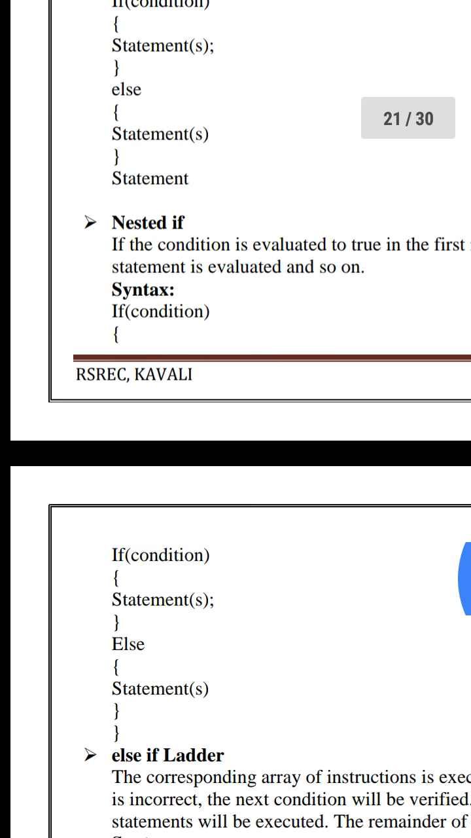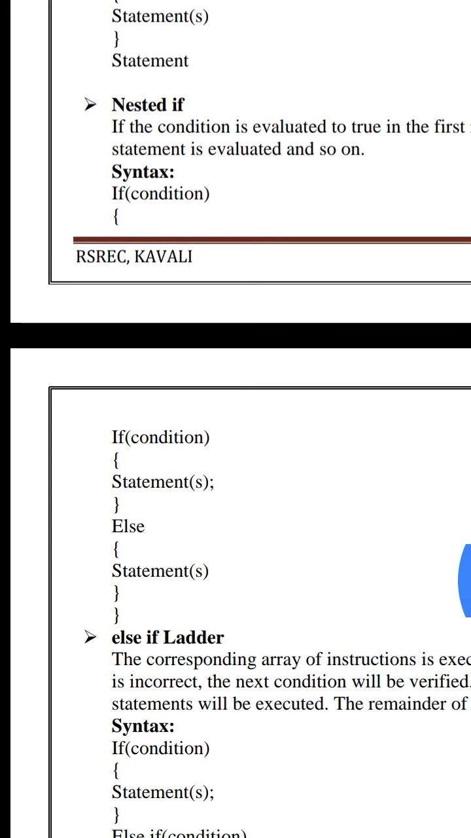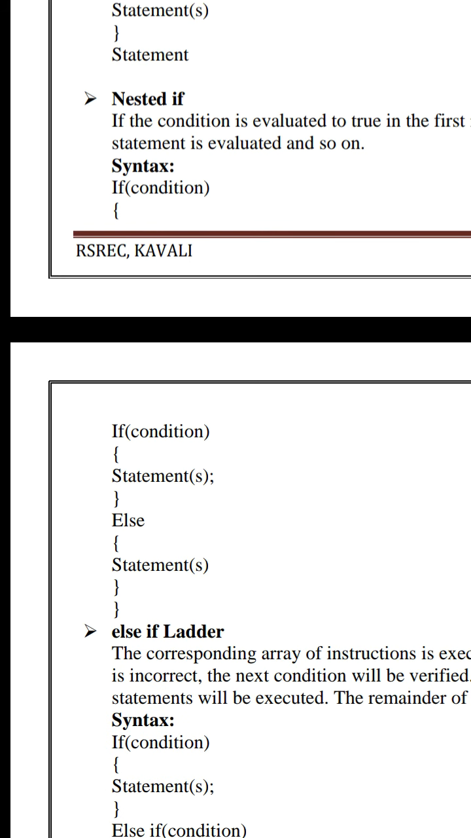Then go for the nested if statement. A nested if statement means the if statement contains another if statement. If the outer if condition is true, then go to the if condition block, and again the inner if condition is checked. If it is also true, then execute some group of statements. If the outer if condition is false, then execute the else block statements. Like this, the nested if condition is executed.